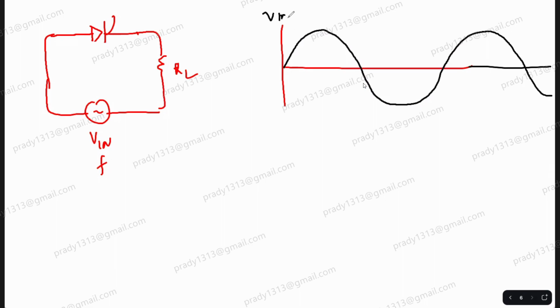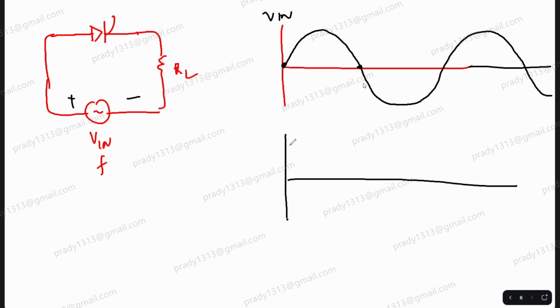This is the input. Is it forward bias from this time to this time? Yes, sir. If it is forward bias, will it conduct? No, sir. Why? No latching current. No gate current given. If gate current is not given, how will it latch?